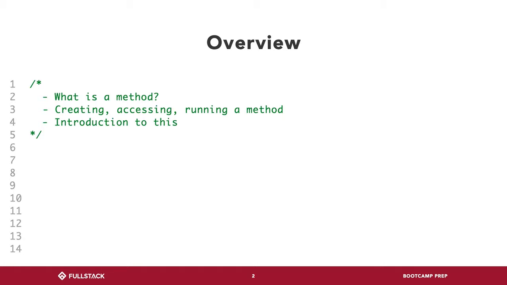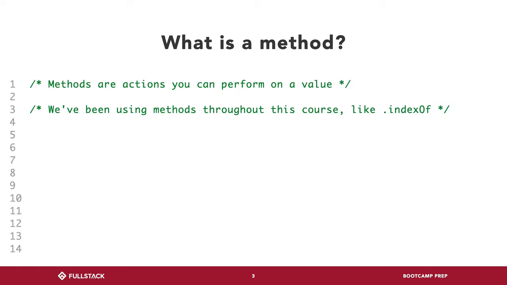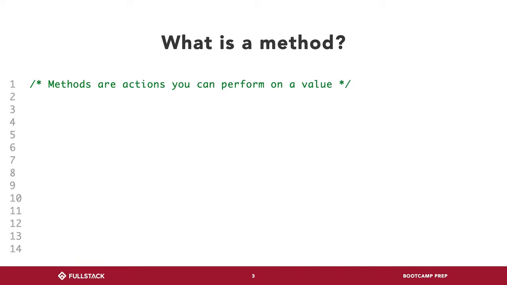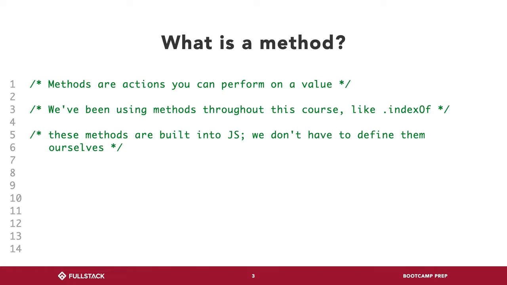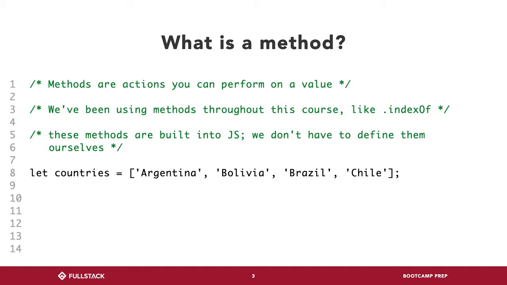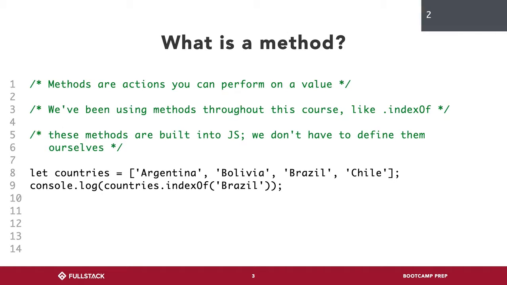So in this lecture, we'll talk about what a method is, creating, accessing, and running a method, and an introduction to this. So everything I literally just went over. So what is a method? Methods are actions you can perform on a value. We've been using methods throughout this course, like .indexOf. These methods are built into JS, and we don't have to define them ourselves. Like if you have an array of countries, and you console log countries.indexOf Brazil, is it going to be 3? You guys got it. Nice.